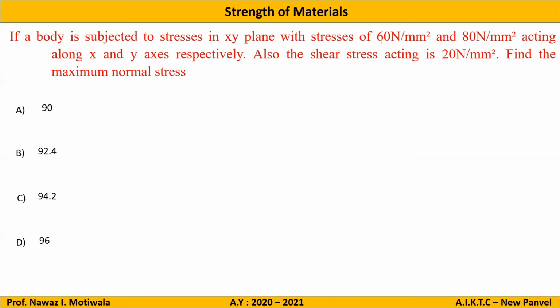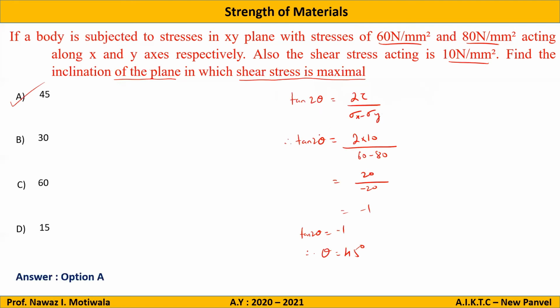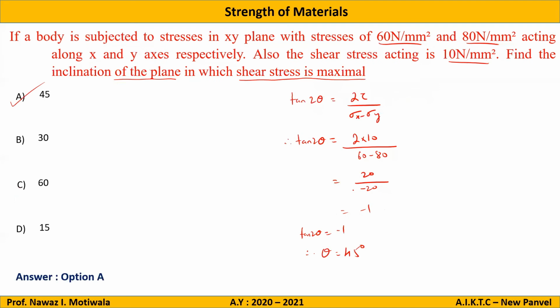Again, same logic or same question: sigma x is given, sigma y is given, tau is given, and we need to find the maximum normal stress. So we have the formula sigma is equal to sigma x plus sigma y by 2 plus half square root of sigma x minus sigma y by 2 the whole square plus 4 tau xy square. If I see the previous example, I have the value of this part, that is 22.36. Same. So I will write it here.